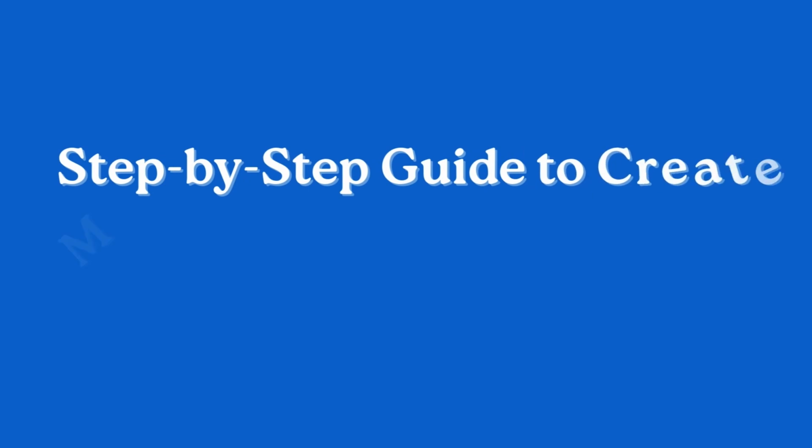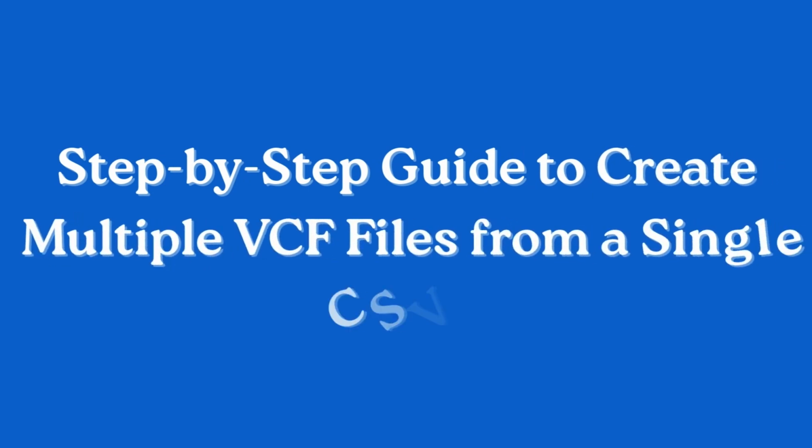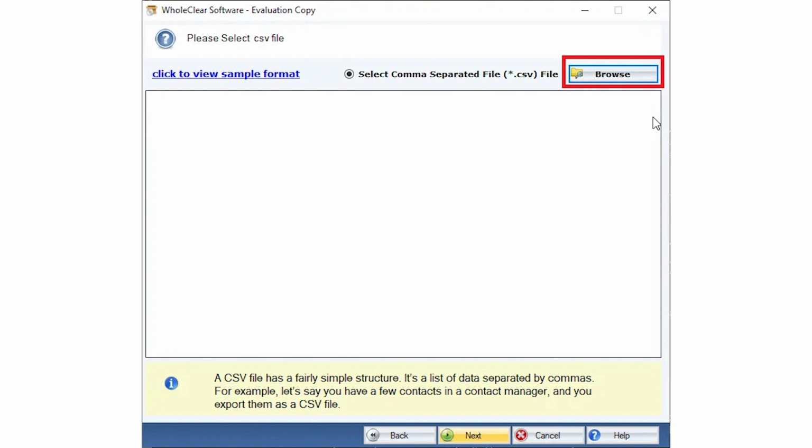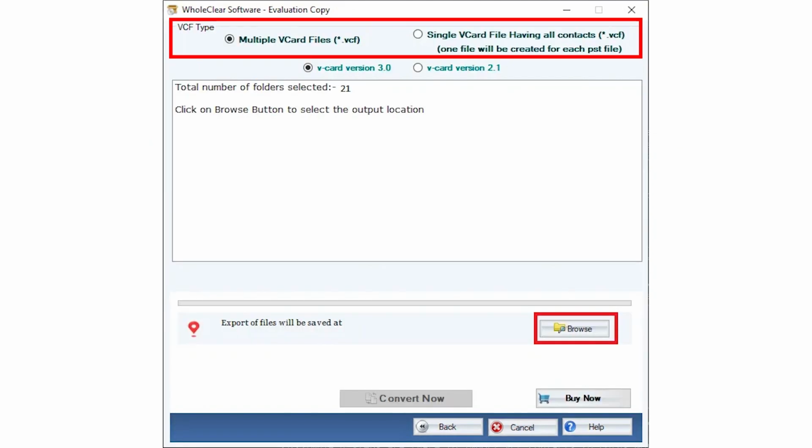Step-by-step guide to create multiple VCF files from a single CSV file. Step 1. Launch the WholeClear CSV to VCF Converter on your computer. Step 2. Click Browse and add the CSV file you want to convert. Step 3. Select the option to generate multiple vCard .vcf files.